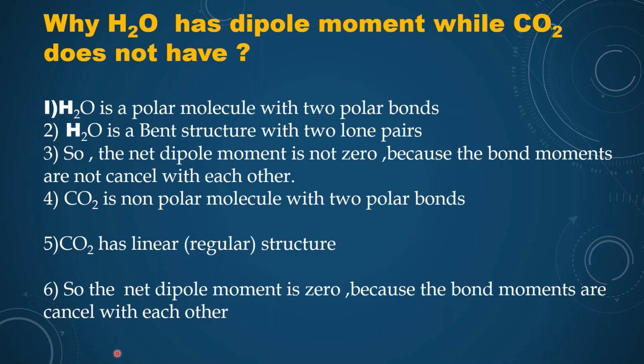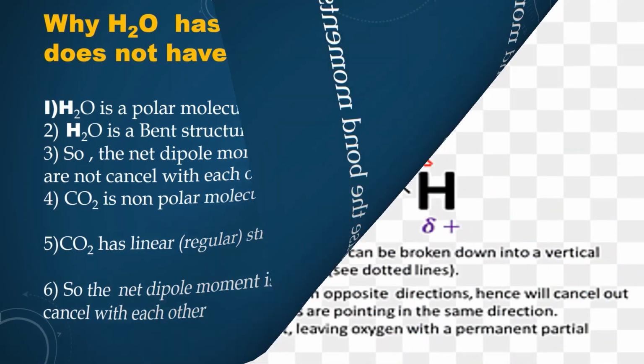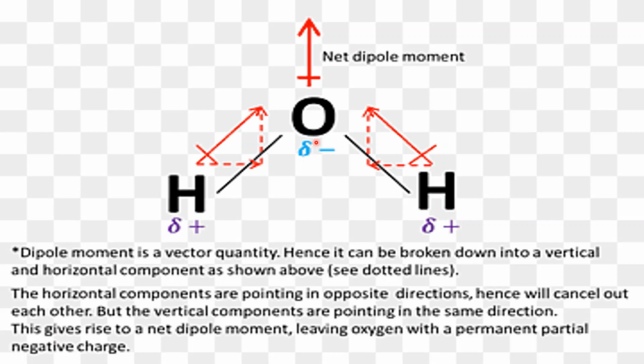Let us understand this answer with diagrams. Here you can see the oxygen has two bonds with two hydrogen atoms. This is one covalent bond, and this is another covalent bond. Because of the electronegativity difference, oxygen has a partial negative charge and hydrogen has a partial positive charge. Dipole moment is a vector quantity. Hence it can be broken down into vertical and horizontal components as shown above. Here you can see this is a dipole moment and this one is also a dipole moment. This symbol represents dipole moment.